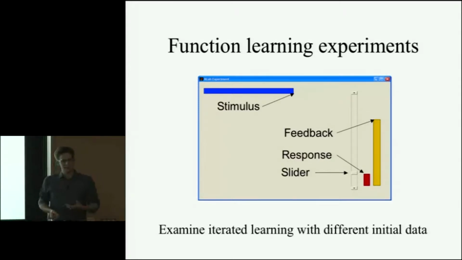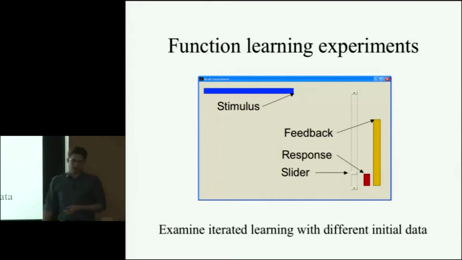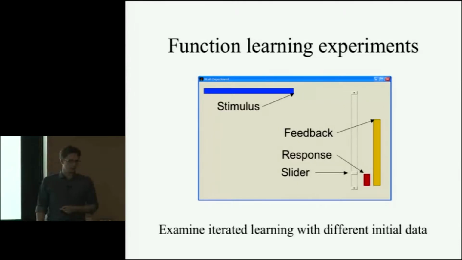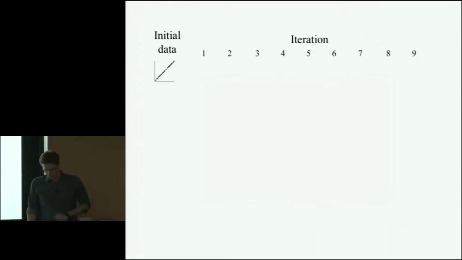So what that gives us is a prediction, which is that if we do iterated learning with different initial data, we should expect to see convergence to a distribution which is consistent with those inductive biases on the part of our learners. And so we did an experiment which tested that out. Basically, we simulated iterated learning with our real human participants, and we did this over 9 generations.